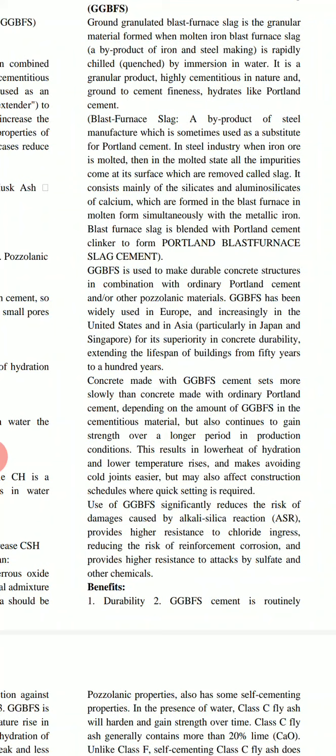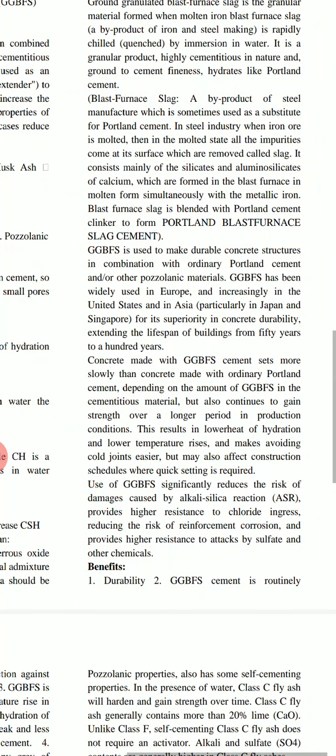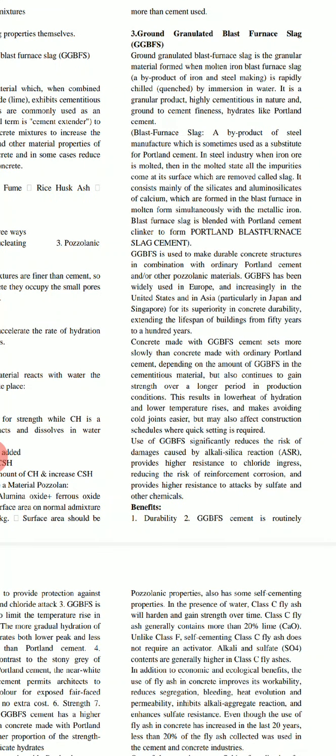Use of GGBS significantly reduces the risk of damage caused by alkali silica reactions, provides a higher resistance to chloride ingress, reducing the risk of reinforcement corrosion, and provides higher resistance to attack by sulfate and other chemicals. So these are the merits, or advantages, of using GGBS in concrete with Portland cement. This is asked as a short note: write about GGBS. You should write what GGBS is, where it is used, and what the advantages are.